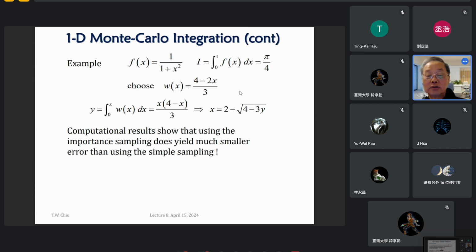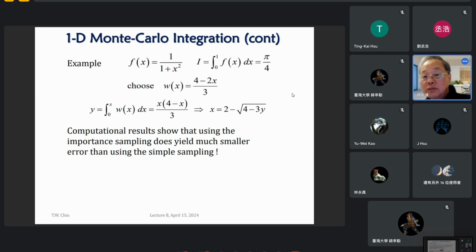Now, choosing w(x) as a linear function is good because I can do this integral easily. After integration, I get a quadratic function, and I know how to solve the quadratic equation, so I can solve for x in terms of y. So once I use a random y between 0 and 1, I get x, and x will be distributed as this w(x), and this distribution will capture the decreasing feature of this integrand.